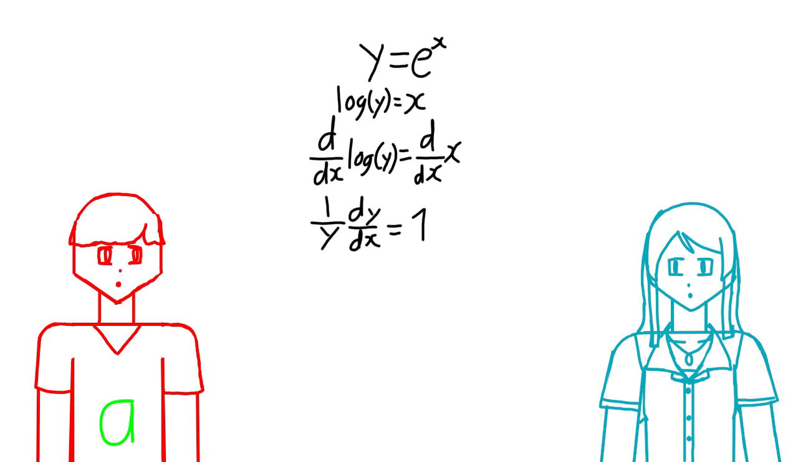I think you wrote it the wrong way round. Oh, whatever. Now, here's the punchline. If you multiply both sides by y, you get dy over dx equals y. And since y is equal to e to the x, the derivative of e to the x is itself.